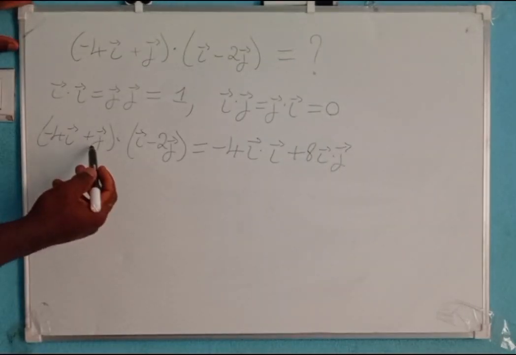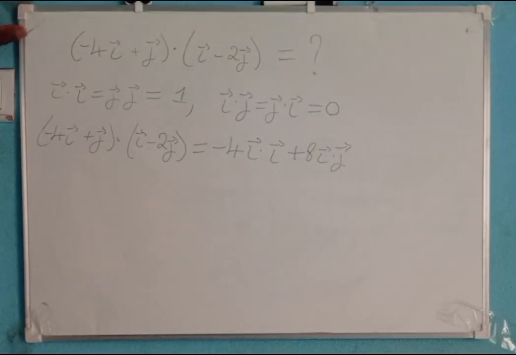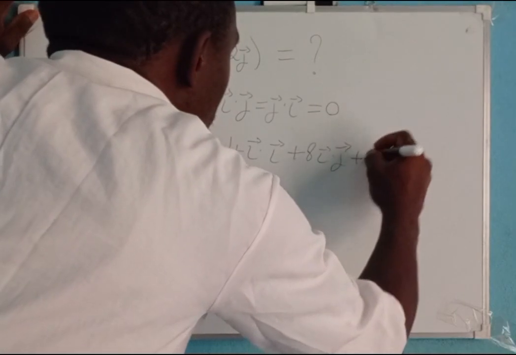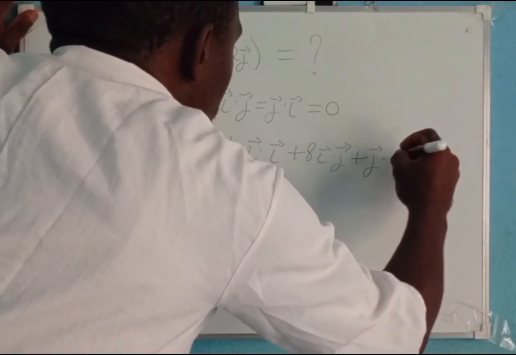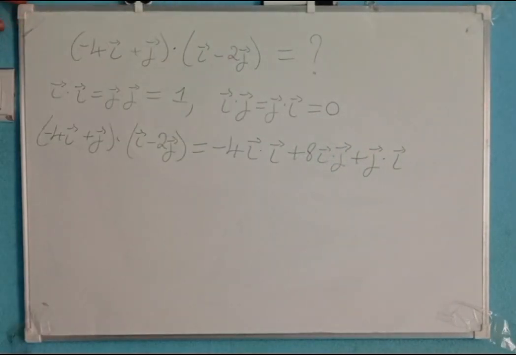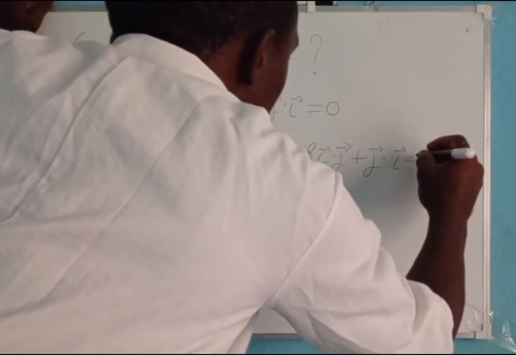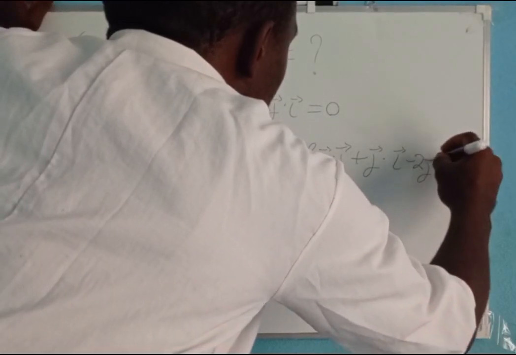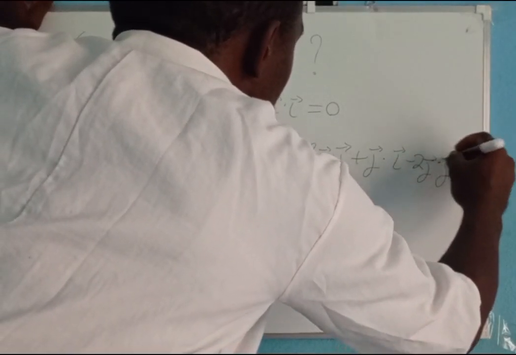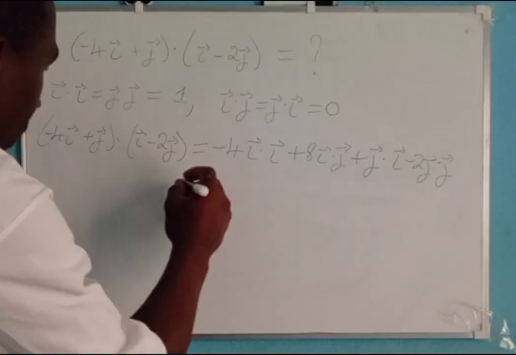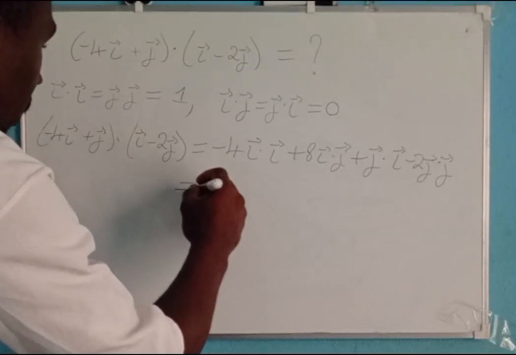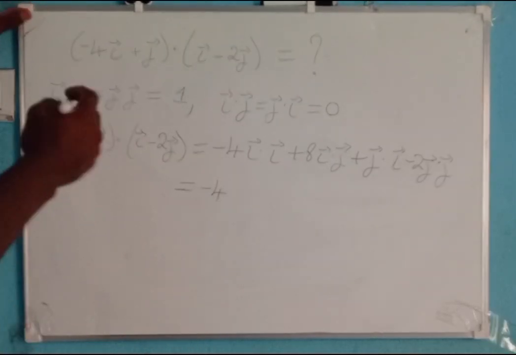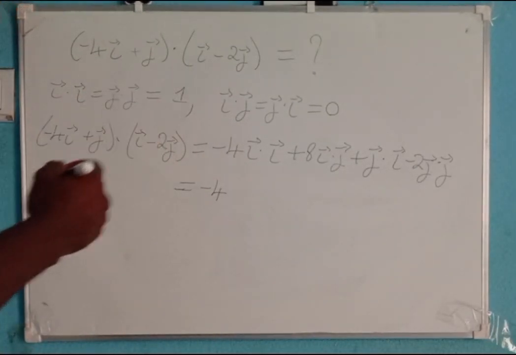We move now to j. j dot i. This will give us plus j dot i. We take now j dot negative 2j. This will give us negative 2j dot j. This will simply be equal to negative 4. i dot i is simply equal to 1.